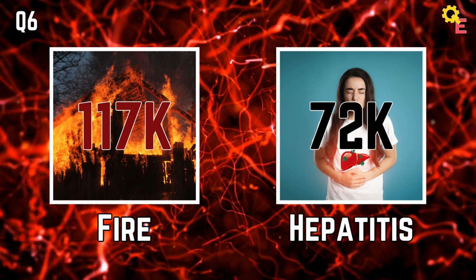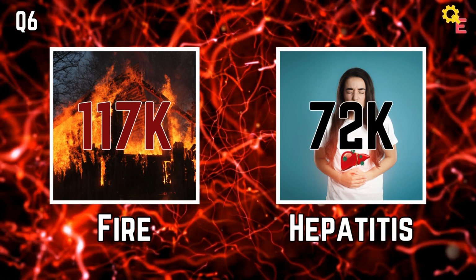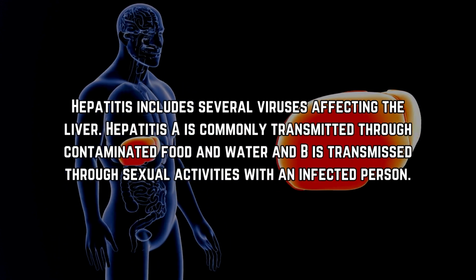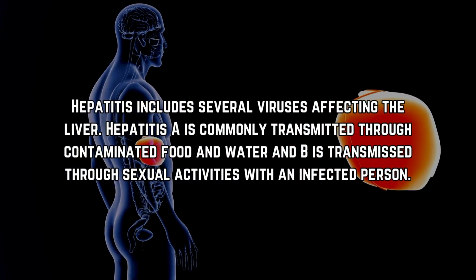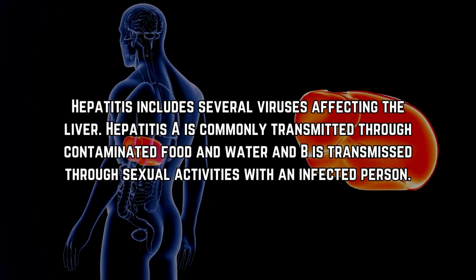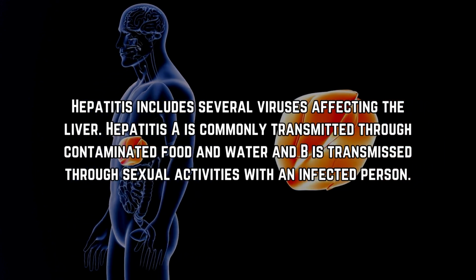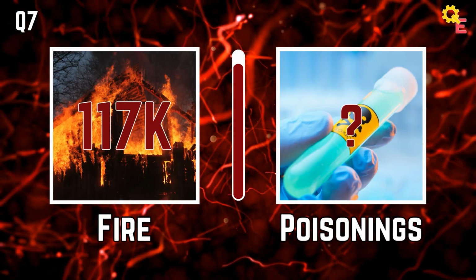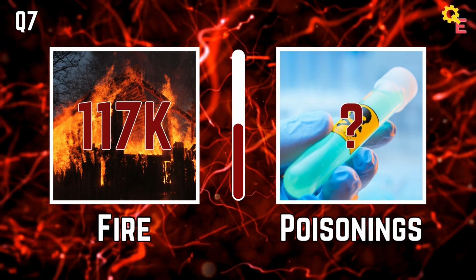For question 6, hepatitis is lower. Hepatitis includes several viruses affecting the liver. Hepatitis A is commonly transmitted through contaminated food and water, and B is transmitted through sexual activities with an infected person.